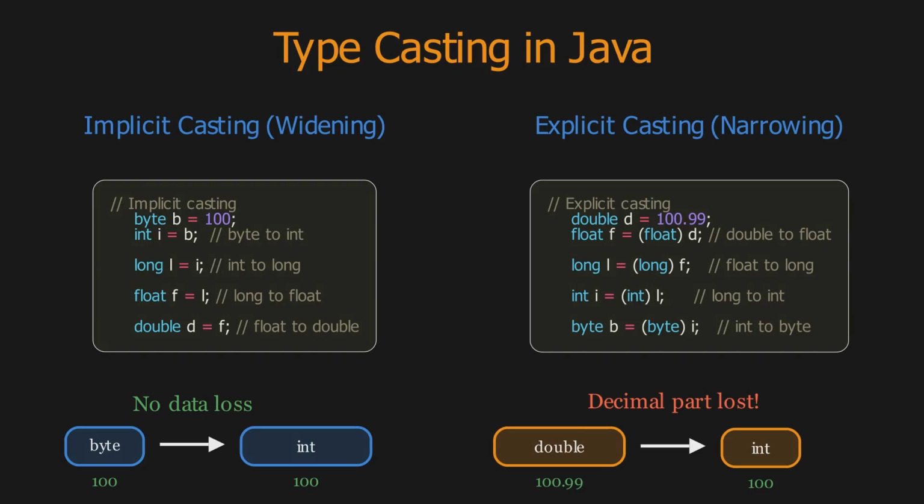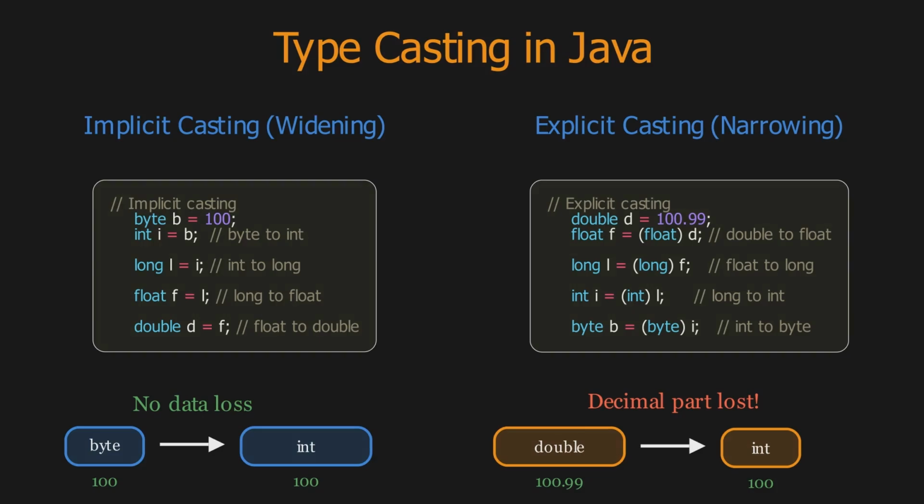As we convert from double to float, float to long, long to int, and finally int to byte, we risk losing precision or changing the value entirely. In our example, the double value 100.99 becomes just 100 when cast to an int because the decimal portion is truncated.